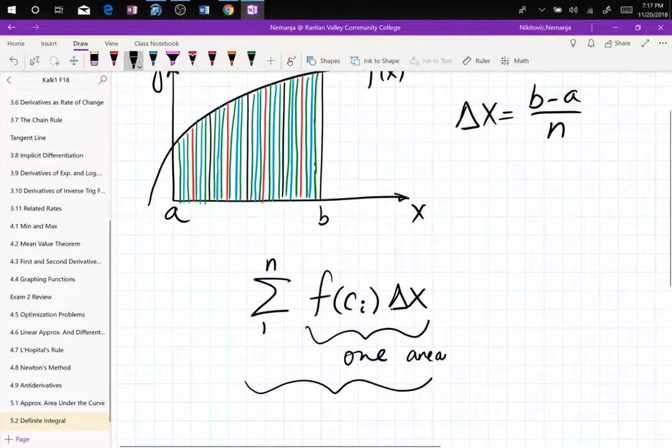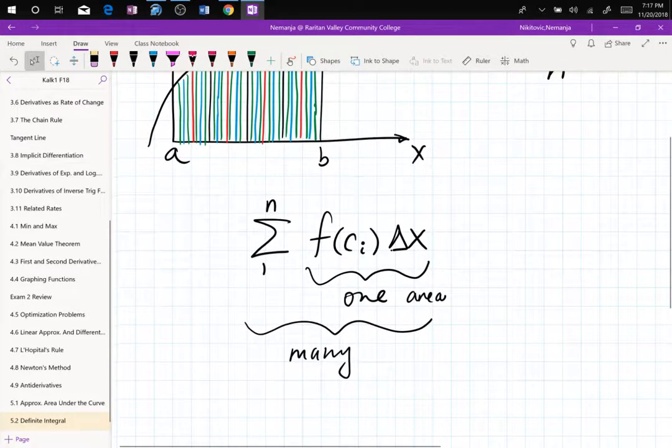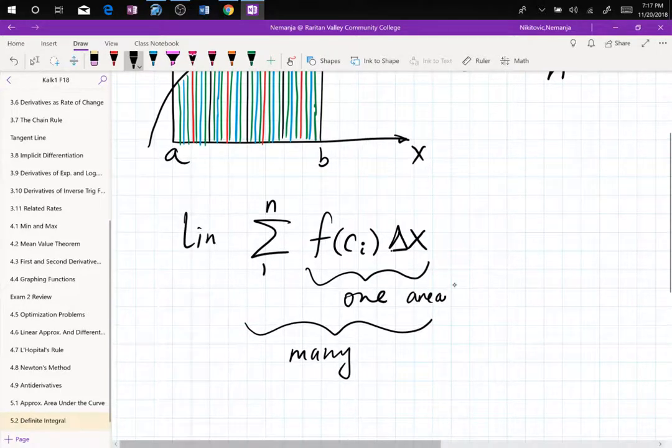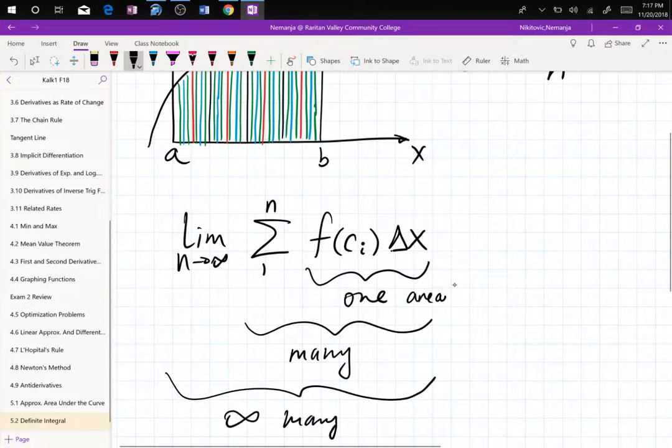Now this is many added together. And then finally I send that n to infinity. This is infinitely many, equal exact. So obviously if you use only one rectangle, the result is going to be abysmally bad, right?